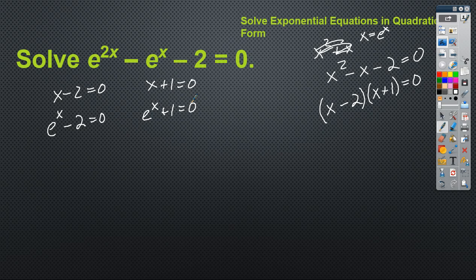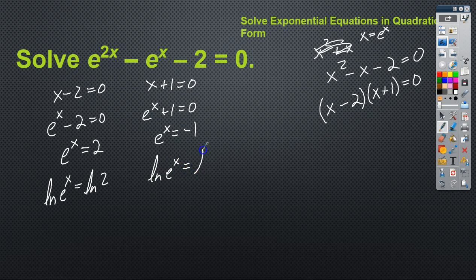And I start solving. Okay, well, I come over here. E to the x is equal to 2. And e to the x is equal to negative 1. So what do we do to get rid of that e? Oh, okay, so that was where we have to go. Well, wait a second. So we're going to take the natural log of both sides, right? Natural log of e to the x is equal to natural log of 2. This is natural log of e to the x is equal to natural log of negative 1.